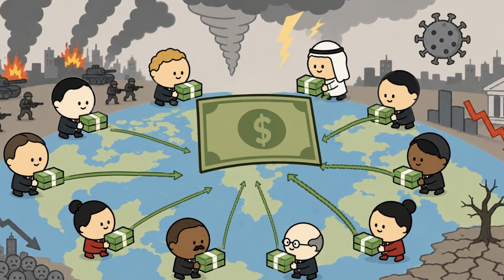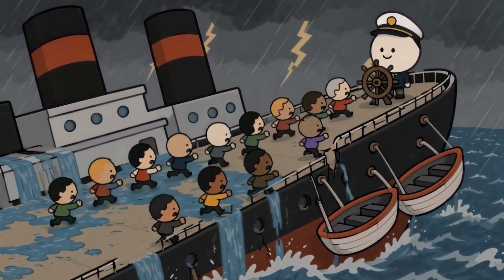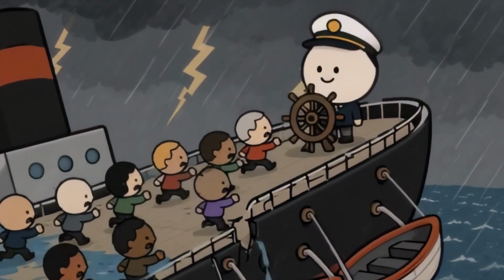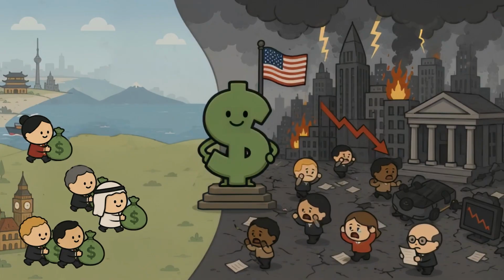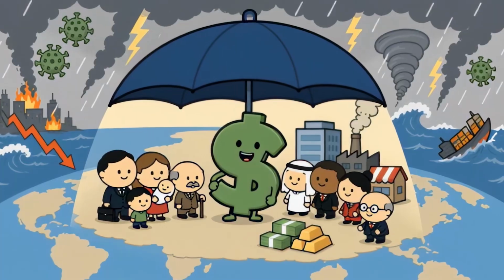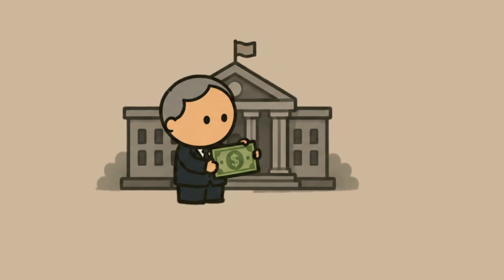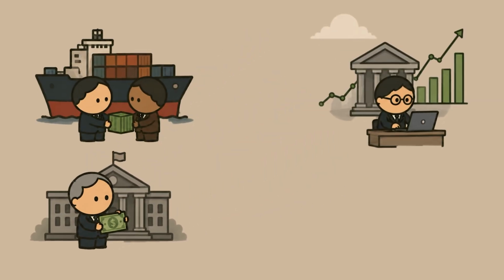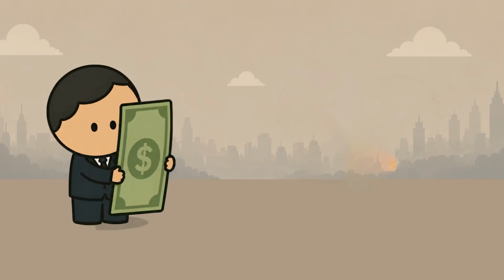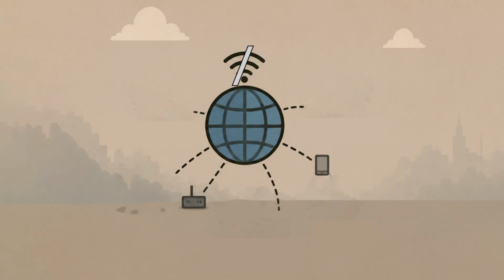Which sounds a little strange if you think about it. Imagine being on a ship that's taking on water, and everyone's response is to run toward the captain. That's basically the dollar. Even when the problem starts in America, investors often buy more dollars. That's how deeply embedded the system has become. And it's not just about trust, it's about infrastructure. For decades, global trade, financial markets, and central banks have all been built around the dollar. Trying to replace it isn't like changing your phone. It's like trying to replace the internet while everyone is still using it.